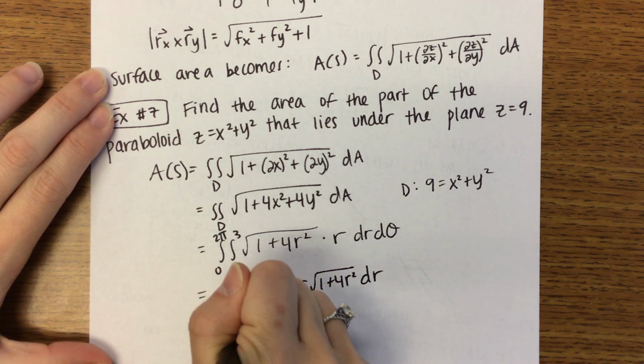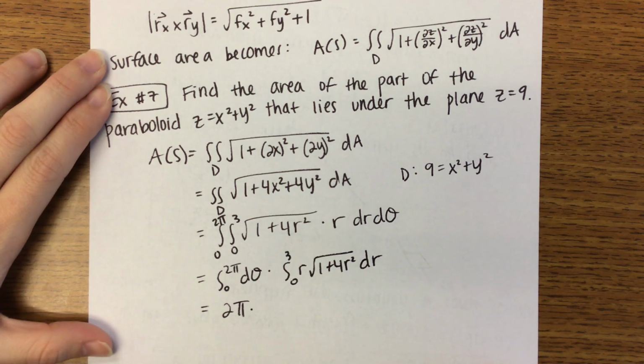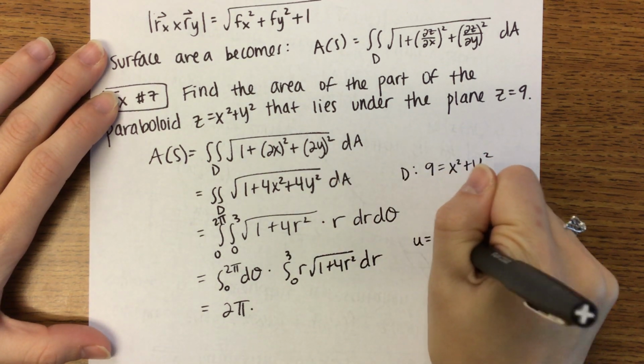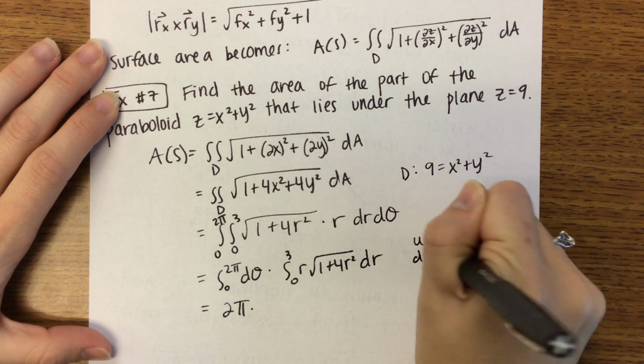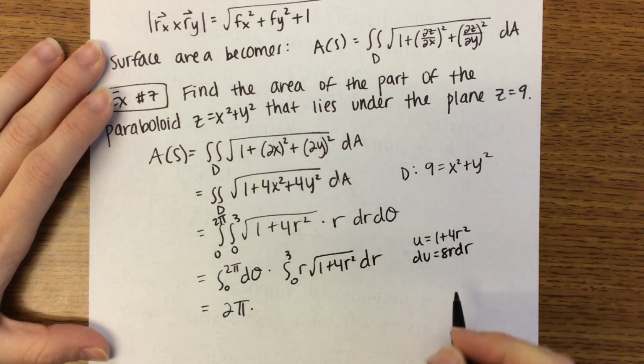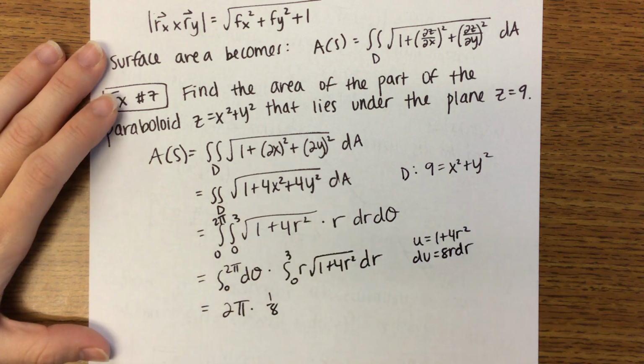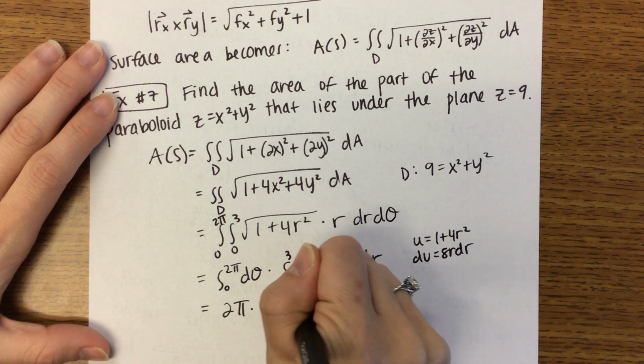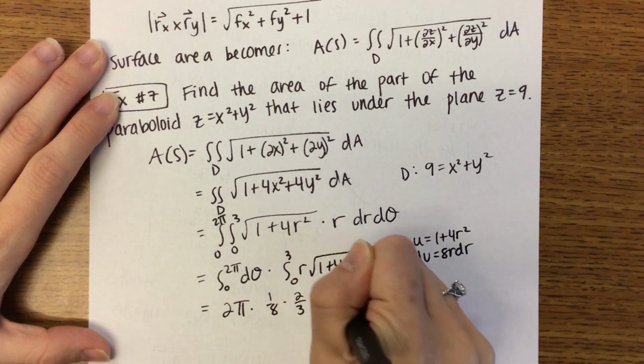First integral will give us 2 pi. If you think here of having u is 1 plus 4r squared, our du then would have been 8r dr. We're missing that 8, so we need a 1/8. That'll be to the power 3/2, so we need 2/3.